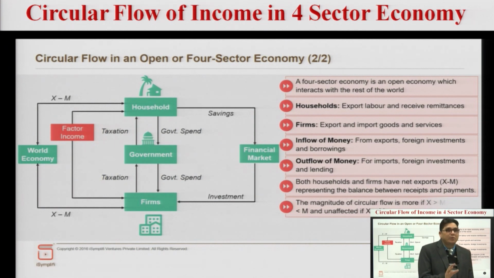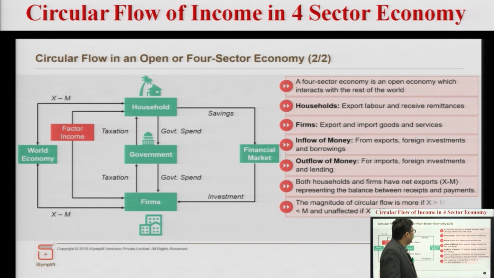Since now the economy is open, a lot of interaction happens with the world economy, a lot of GDP is happening in the world economy. Next, it is about the household: it exports labor and receives remittances.